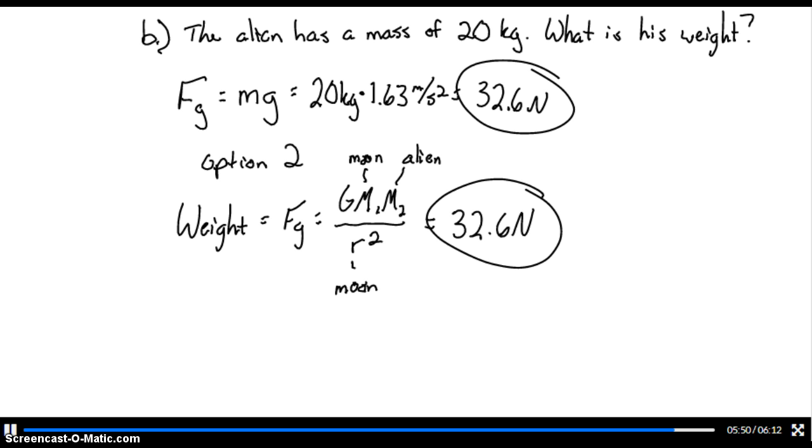So that's just another way for me to ask you another question. I ask what's his weight, which is really just the force of gravity, just taking good old F equals m times a, or using our new gravitational formula, force is equal to G Mm over r squared.